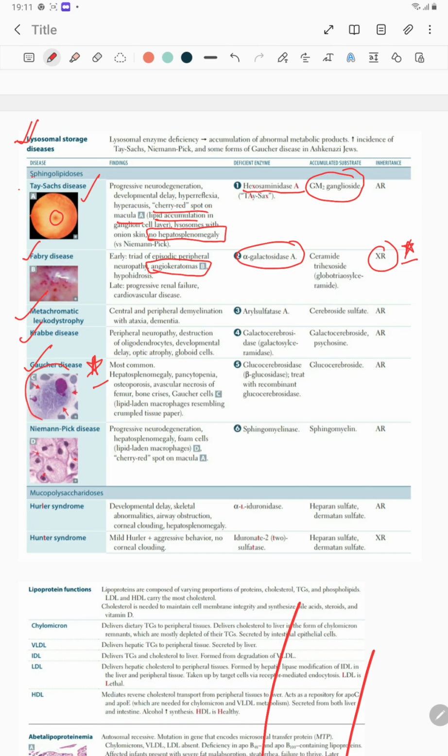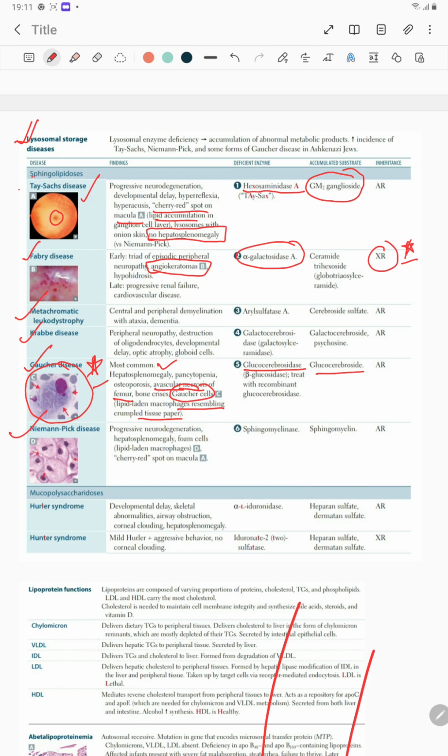In Gaucher disease, the bone marrow examination shows a crumpled tissue paper appearance. It is the most common lysosomal storage disorder, characterized by osteopenia, osteoporosis, avascular necrosis of the femur bone, and the Gaucher cells are characteristic, which are lipid-laden macrophages resembling crumpled tissue paper. Here we have glucocerebrosidase or beta-glucosidase deficiency.